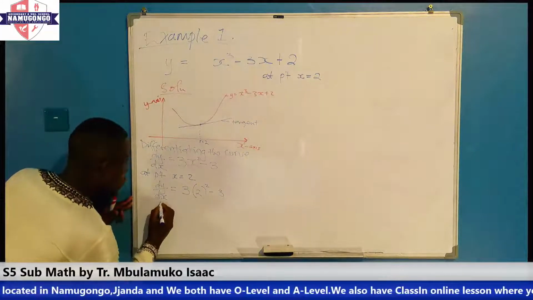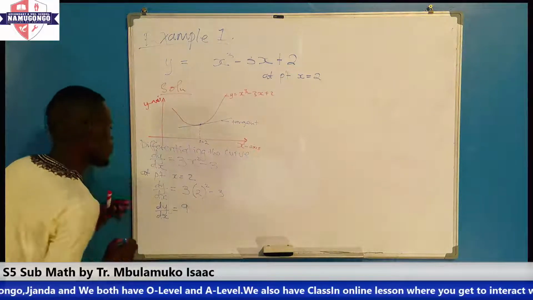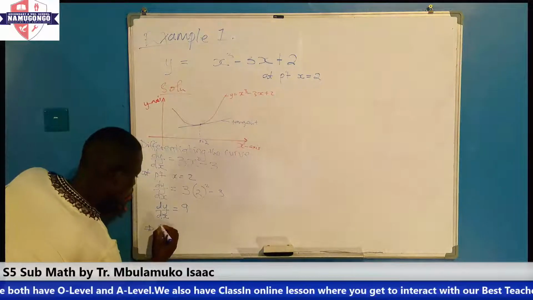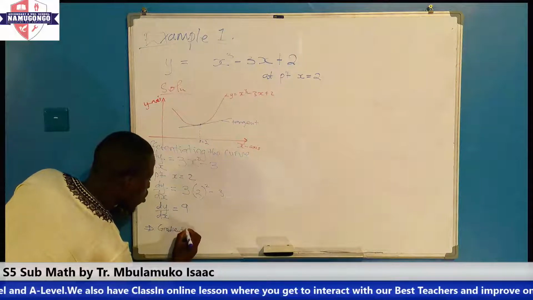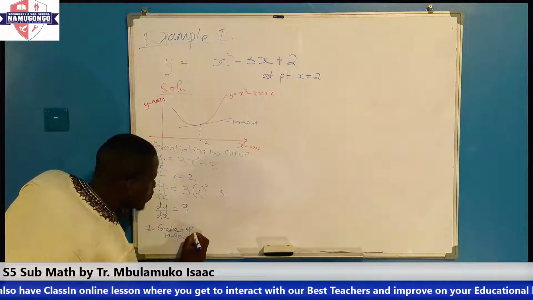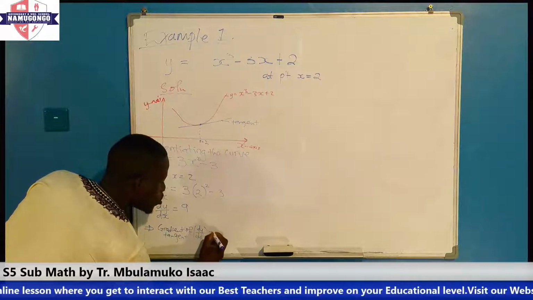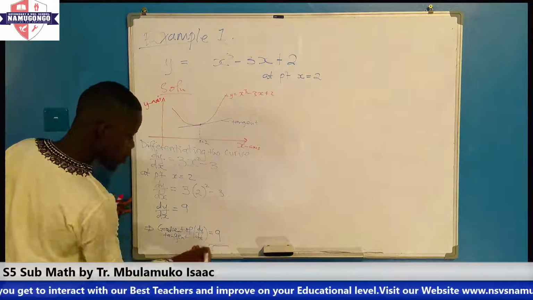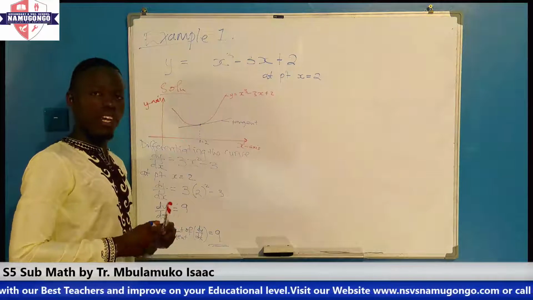So therefore, our dy dx is equal to 9. This implies that since the gradient of the curve is equal to the gradient of the tangent, then the gradient of the tangent, dy dx, also will be 9. But the question wants the equation of the tangent.